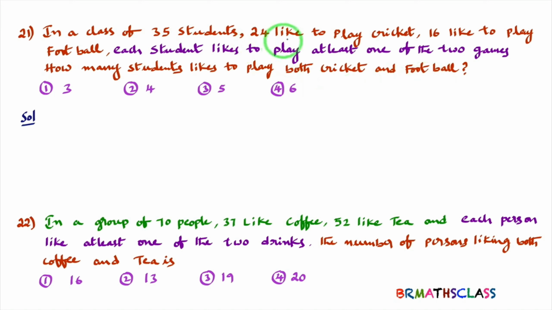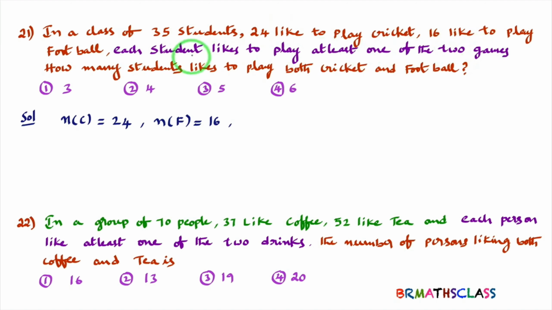So what I'll do, I'll start writing all the information. 24 like to play cricket. As this is JEE Main, no need to write all the steps. I directly write n(C). The number of students who like to play cricket is n(C). n(C) is given as 24. How many people like to play football? n(F). n(F) is 16. And you see here, this is the important statement. Once you understand this statement, this question is nothing to you.